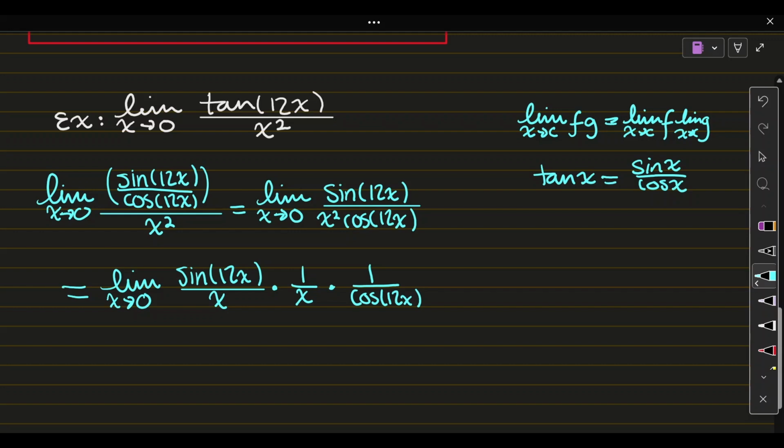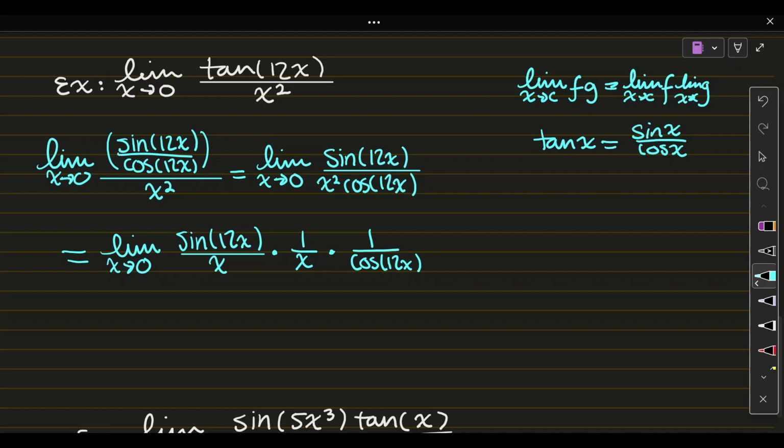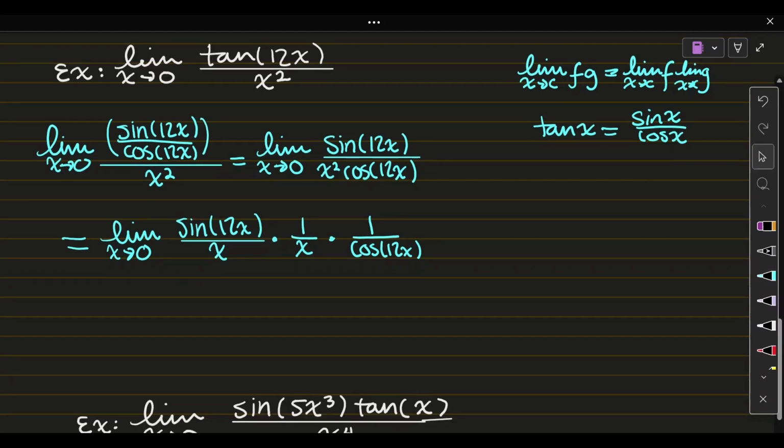What I want you to notice is that this x squared was broken up into these two x's because x times x is x squared. And I just popped this cosine out too. So we know by our rule, right, we have that sine ax over bx is a over b. So this is going to be 12 over 1. The limit as x goes to 0 of 1 over x is actually infinity. And the limit as x goes to 0 of 1 over cosine 12x is going to be 1 over 1, which is 1. But this infinity will take everything out to infinity. So this limit actually does not exist.